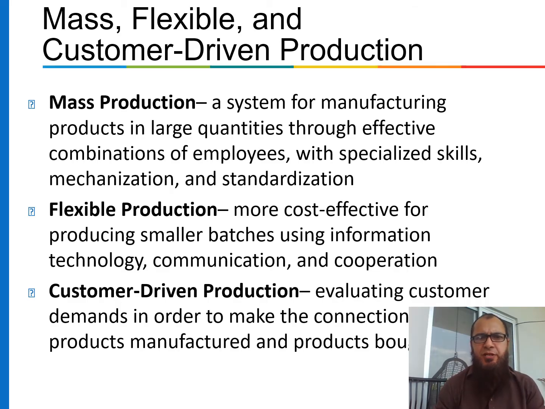Mass, flexible, and customer-driven production. Mass production is a system for manufacturing products in large quantities through an effective combination of employees with specialized skills, machines, mechanization, and standardization, while flexible production is more cost-effective for producing small batches using information technology, communication, and cooperation, while customer-driven production is evaluating customer demands in order to make a connection between products manufactured and products bought.